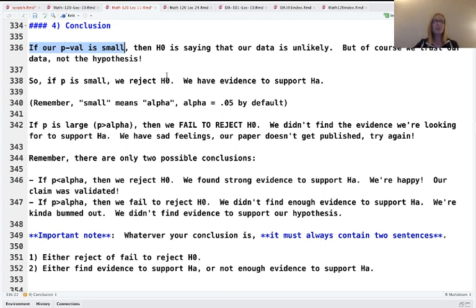So in that situation, of course, as empiricists, in other words, we make our conclusions based on our observations, we're going to go with our observations and we will reject this hypothesis. If p is small and the null hypothesis says that reality is unlikely, of course we're going to go with reality. We're going to reject the null hypothesis. And that means, specifically, we have evidence to support its logical opposite, the alternate hypothesis.